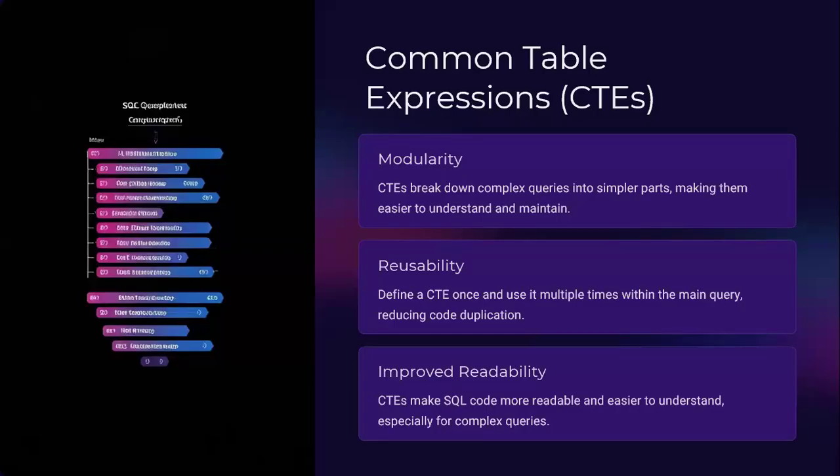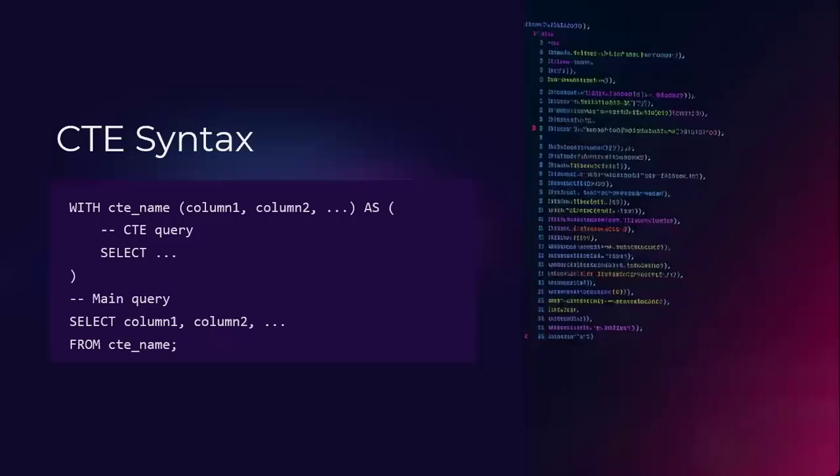common table expressions are temporary result sets that can be referenced within the query, like in a select statement, insert, update, or delete statement. They make complex queries easier to read and maintain. Means it will make a format to write complex queries, right?